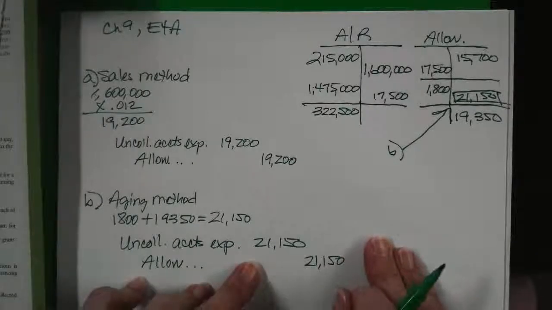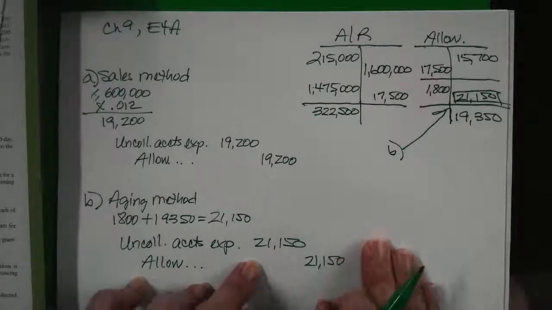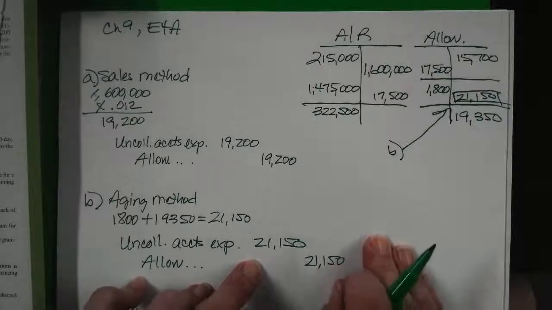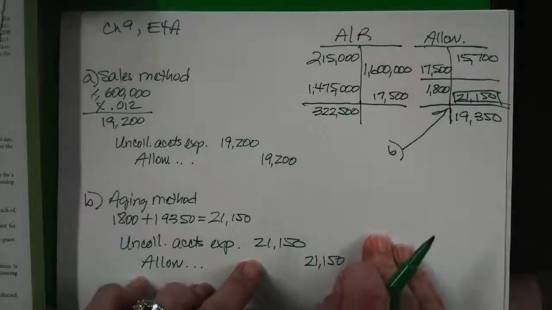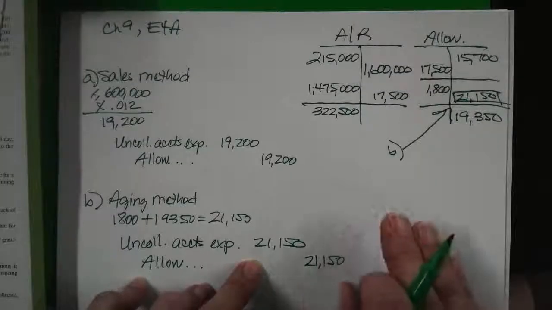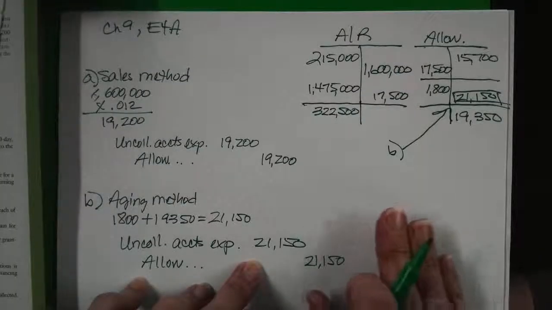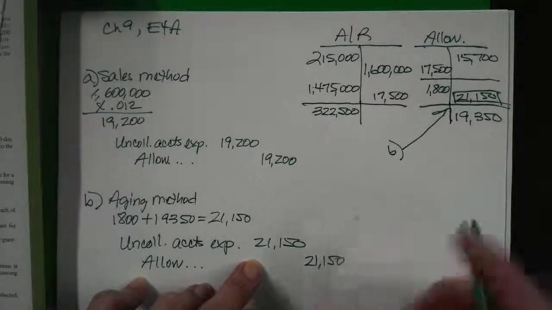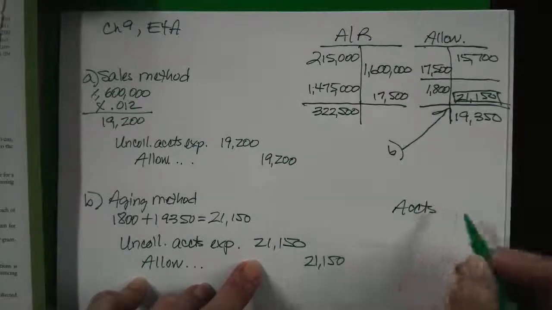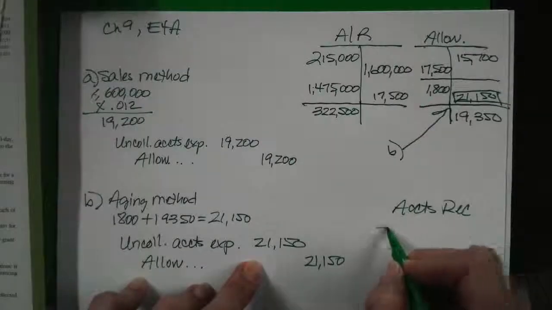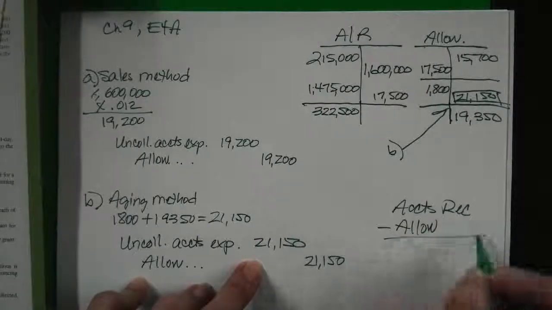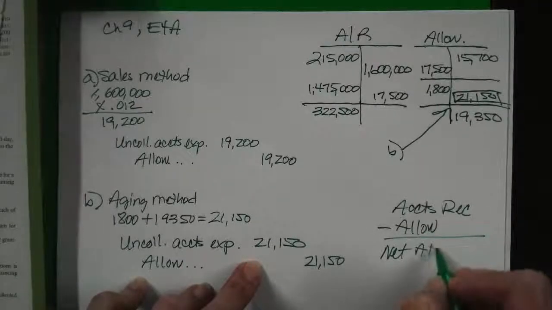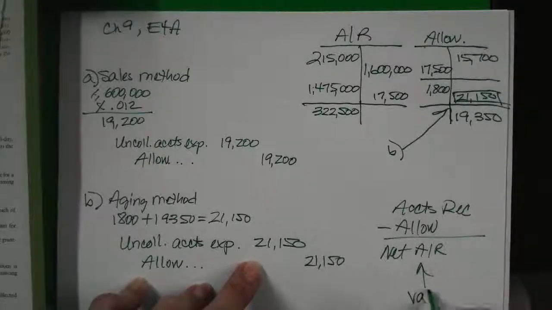These are the most important concepts from this chapter. Notes receivable, you do need to know how to calculate interest, how to figure out when a note is due, etc. But the most important thing is what we call the valuation of accounts receivable. The valuation of accounts receivable is accounts receivable minus the allowance. Net accounts receivable is the valuation that we do before we publish our financial statements. Okay, thank you.